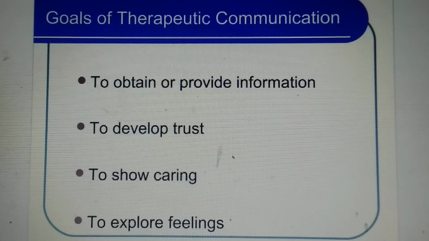So goals. What are the goals of therapeutic communication? To obtain or provide information, to develop trust, to show caring, to explore feelings. Therapeutic means how we develop trust, how a nurse develops trust with the patient. When the patient trusts the healthcare system, that is very good for everyone.